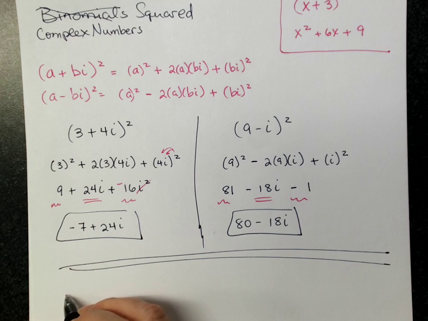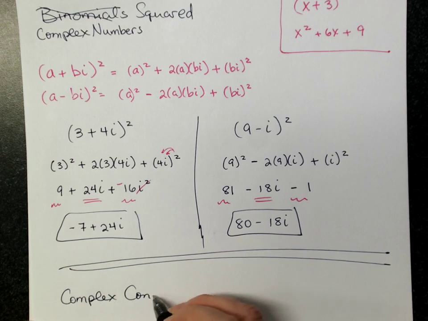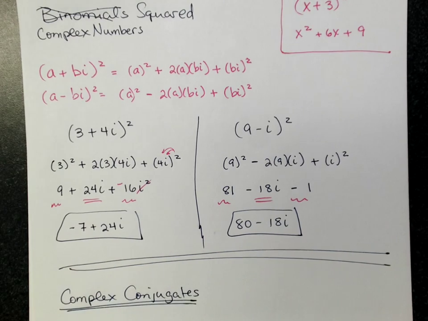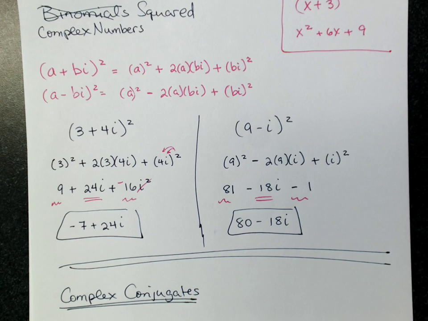Okay, so our last special product is complex conjugates. Okay, so conjugates, a plus b, a minus b. These have cool properties. If you FOIL them out, the middle terms, the O and the I, cancel out, and you're left with a difference of squares, a squared minus b squared.